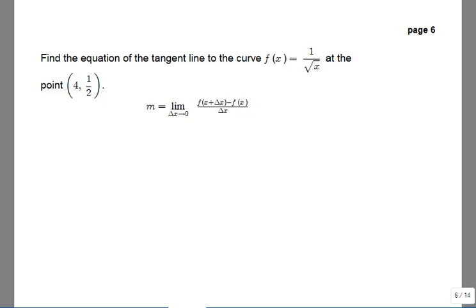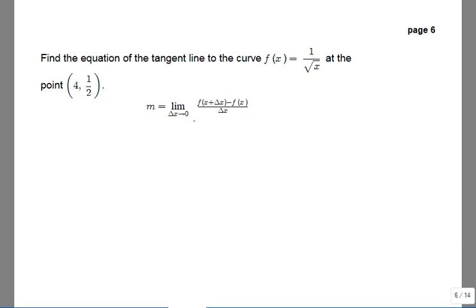Okay, in our next example, we want to find the equation of a tangent line to the curve f of x equals 1 over the square root of x at the point 4, 1/2. Now, if you want to know the equation of a tangent line, you have to know the slope of the tangent line. And the slope of the tangent line is going to be given by our limit definition right here. So that's always going to be the first place you start.